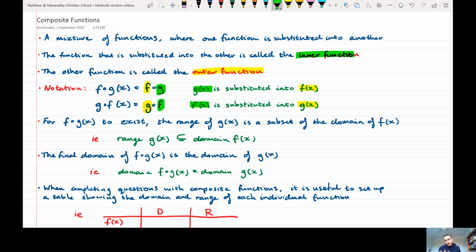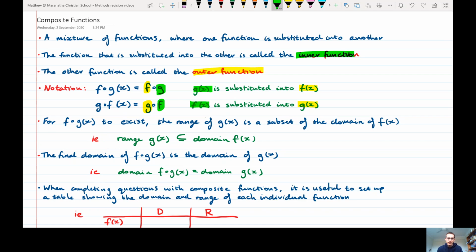Now, it's all well and good to substitute equations into each other, and you can always substitute one equation into the other. There's a very rare case where you can't substitute it in. In fact, I can't think of any cases where you can't just substitute one thing into another. However, it does not mean it is valid. You might be able to substitute it in, but it may not exist.